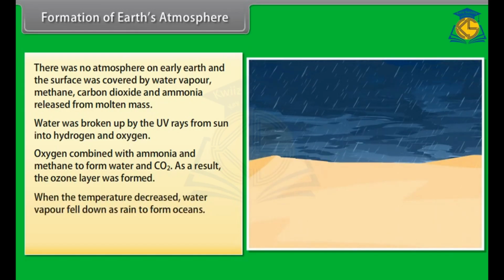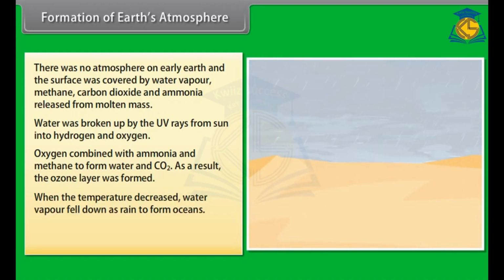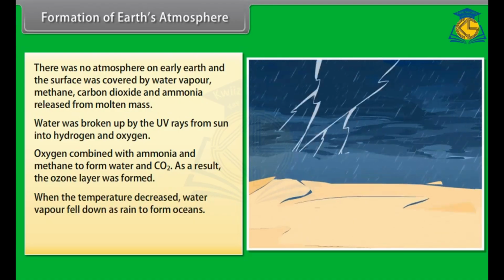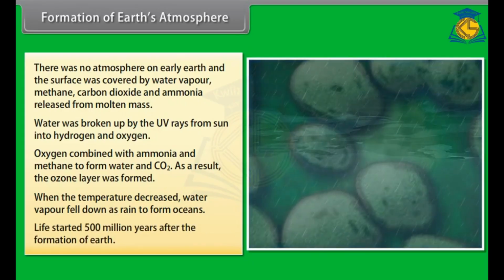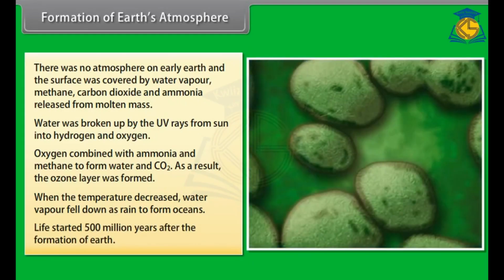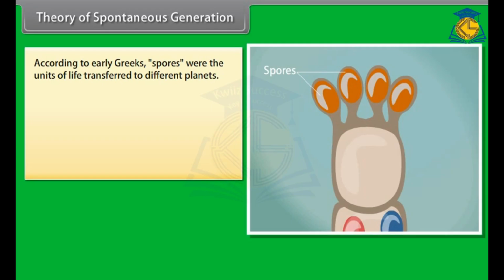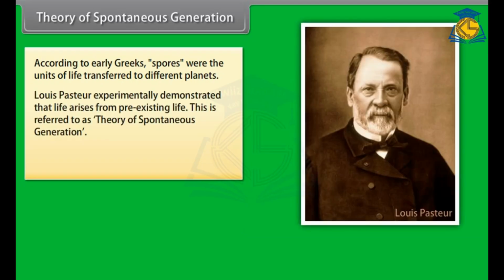When the temperature decreased, water vapor fell down as rain to form oceans. Life started 500 million years after the formation of Earth. Theory of spontaneous generation. According to early Greeks, spores were the units of life transferred to different planets. Louis Pasteur experimentally demonstrated that life arises from pre-existing life. This is referred to as theory of spontaneous generation.